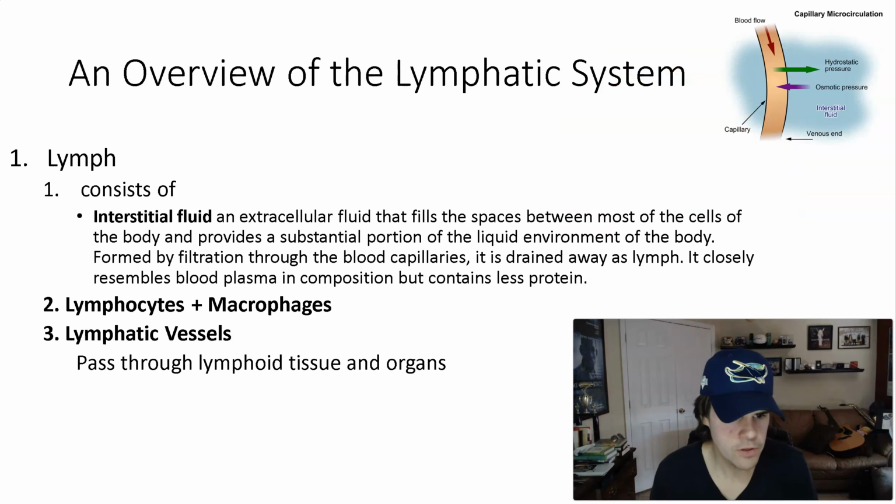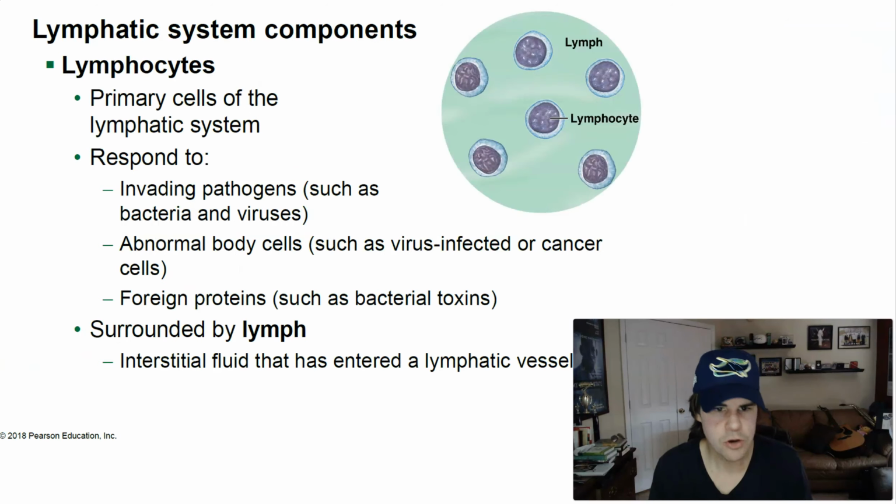An overview of the lymphatic system: lymph specifically consists of interstitial fluid, which is the fluid between most of the cells, that's what interstitial means, along with lymphocytes and macrophages, and then lymphatic vessels. The main component as far as cells go in the lymphatic system is, of course, lymphocytes. They're the primary cells. They respond to invading pathogens such as bacteria and viruses.